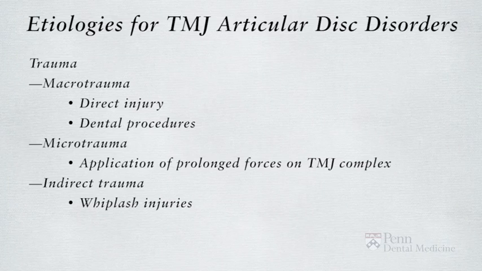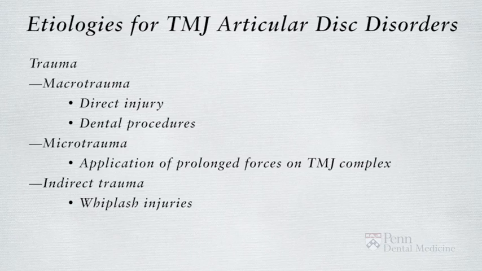Microtrauma has historically been attributed to application of prolonged forces on the TMJ complex over a period of time. Jaw parafunction has long been considered a type of microtrauma that may cause TMJ articular disc disorders as well as jaw muscle pain. Indirect trauma has been implicated in TMJ articular disc disorders.